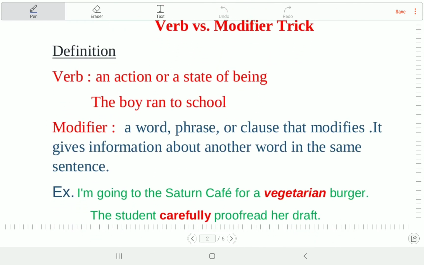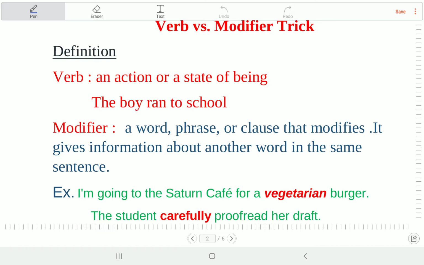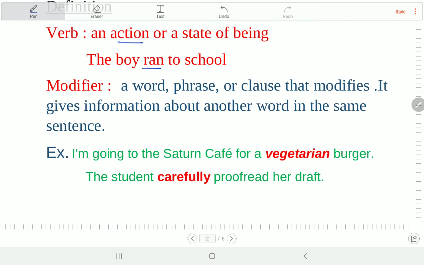Okay, first definition. What is a verb? A verb is an action or a state of being. Like ran. When I say the boy ran to school, that's an action, like ran, go, play. A modifier. What is a modifier? A word, phrase, or clause that modifies. So what does that mean? It means that it gives information about another word in the same sentence.